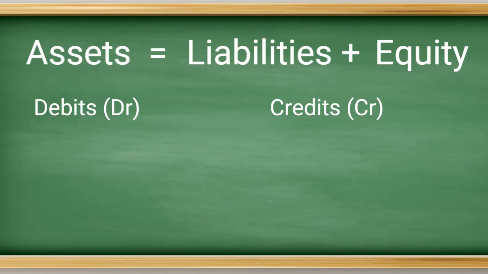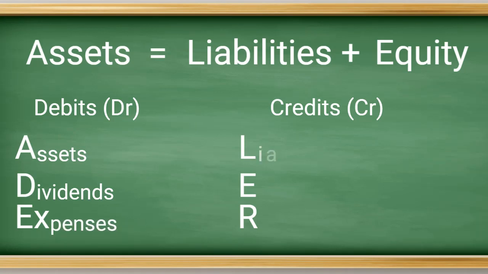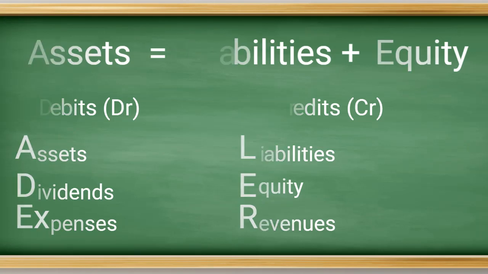Another thing that can help is the acronym ADEX and LEAR. ADEX and LEAR? Yeah, ADEX stands for Assets, Dividends, and Expenses, which are typically a debit balance, while LEAR stands for Liabilities, Equity, and Revenue, which balances are typically represented by a credit. Oh, the letters help you remember. Yep, but as you get into accounting more and more, it will just become second nature.